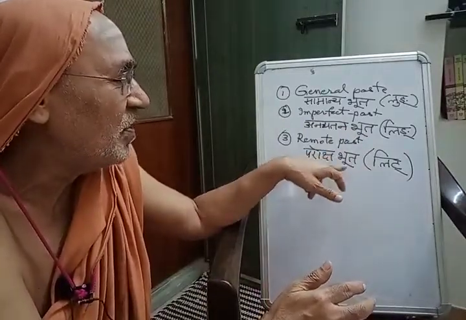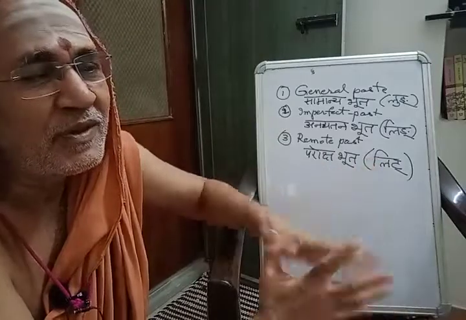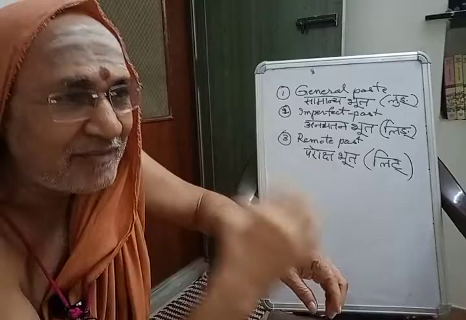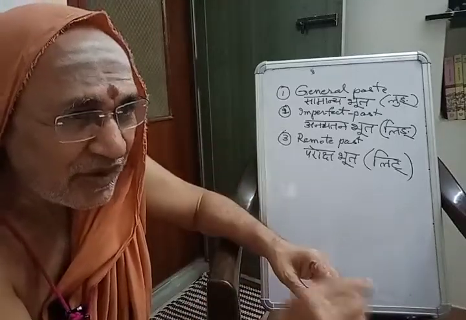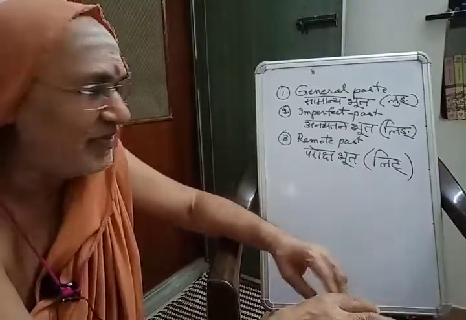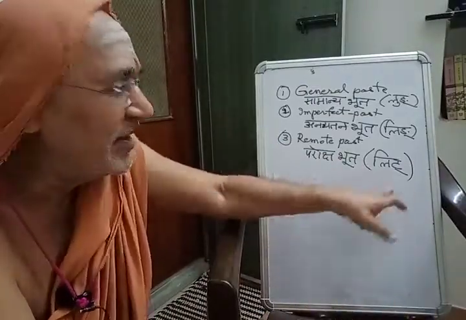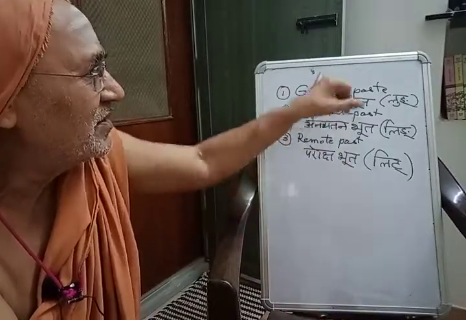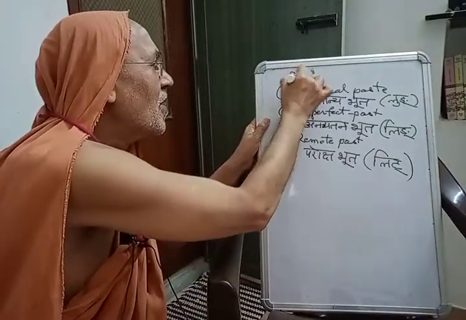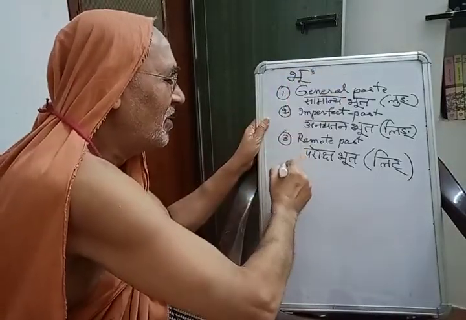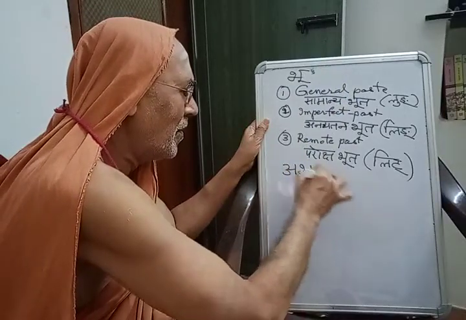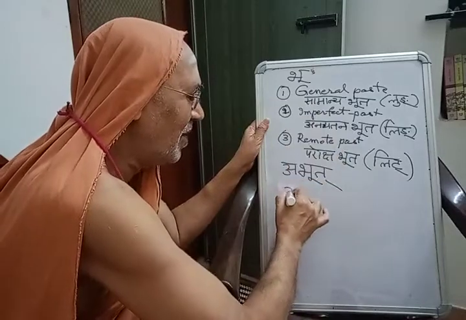This remote past, paroksha bhutakala, is peculiar to Sanskrit. You don't find it in any, even in English also, I had come, I had seen. The past imperfect also doesn't refer to this. This paroksha bhuta is unique to Sanskrit. Paroksha bhutakala is used as a lit lakara. For this, for example, let us take the bhu dhatu. The same bhu dhatu in the samanya bhuta is abhut. Second is abhavat.